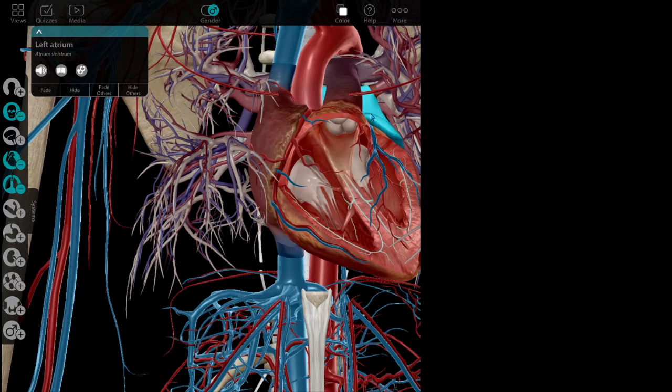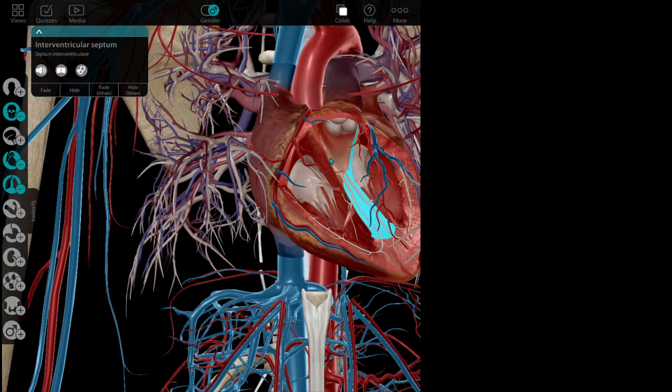And on the other side, you have your left atrium that receives oxygenated blood coming from the lungs. Then this is your left ventricle, and this is the right ventricle. The right ventricle pumps blood towards the lungs for oxygenation. The left ventricle pumps blood to the aorta for distribution.